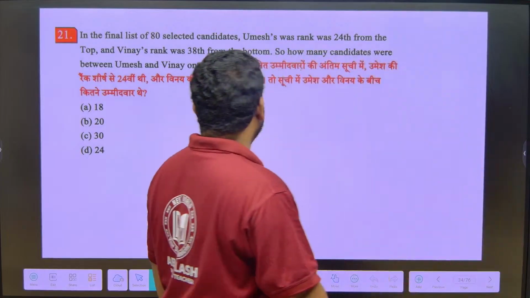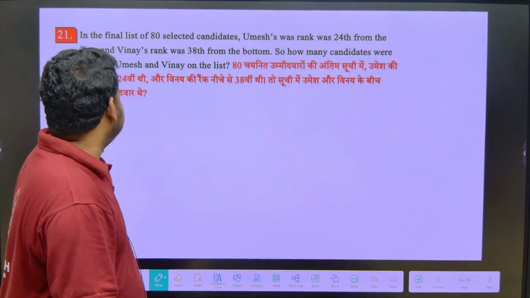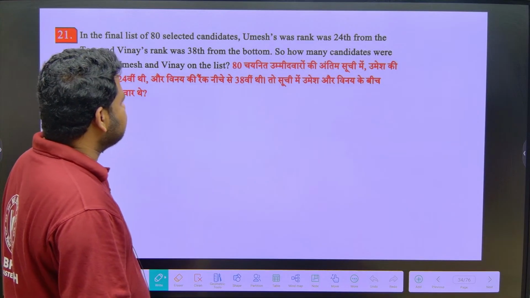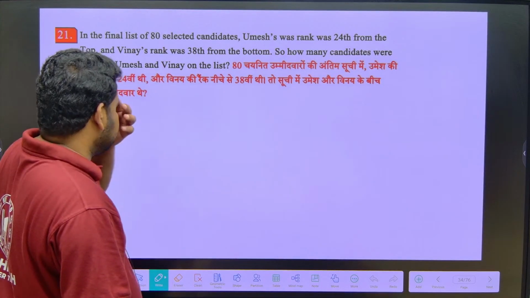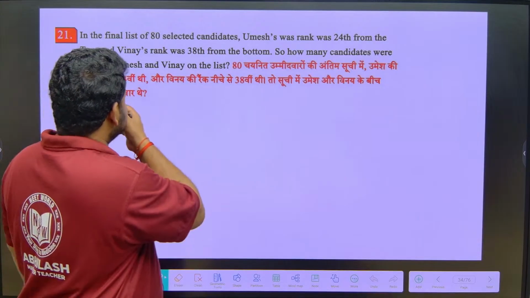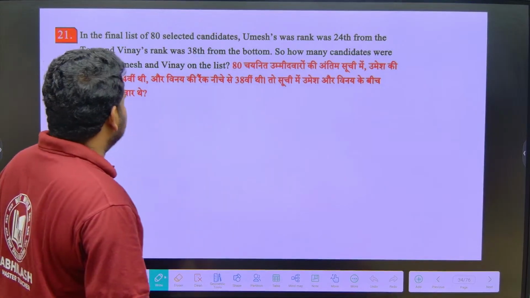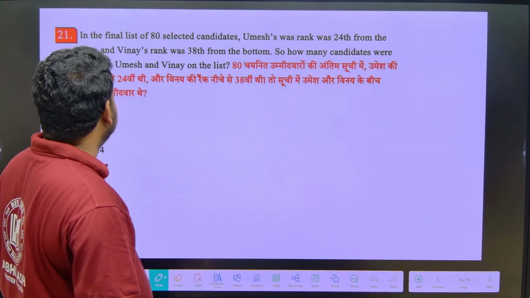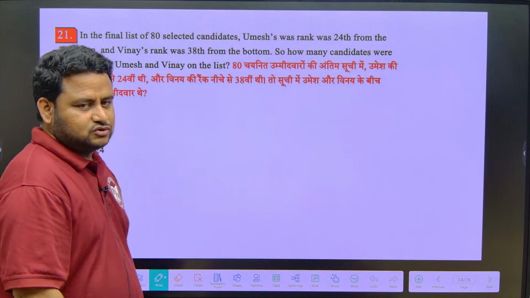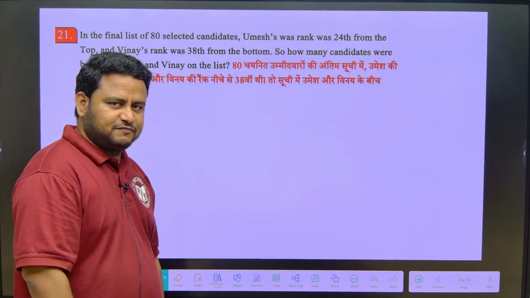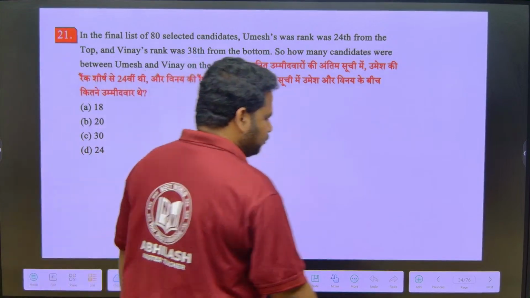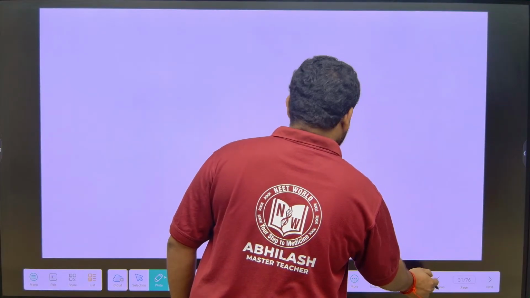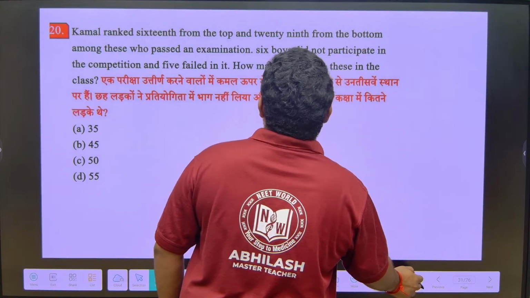Now look at this. This is the question that is given. In the final list of 80 selected candidates, Umesh's rank was 24th from the top and Vinay's rank was 38th from the bottom. How many candidates were between Umesh and Vinay on the list? This concept is based on maximum number of persons and minimum number of persons. But before going to this concept, I would like to solve some more questions on the previous concept.